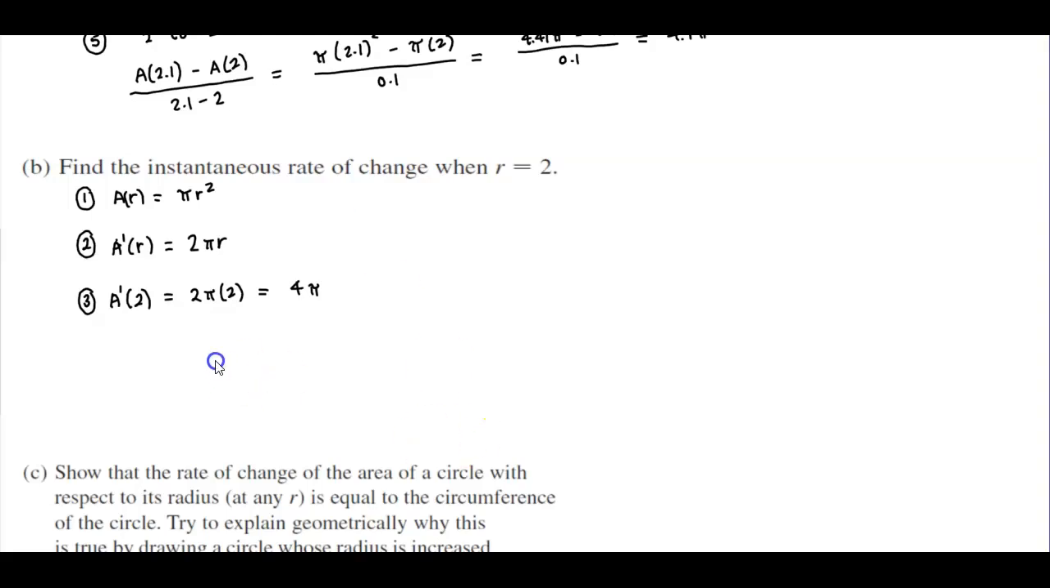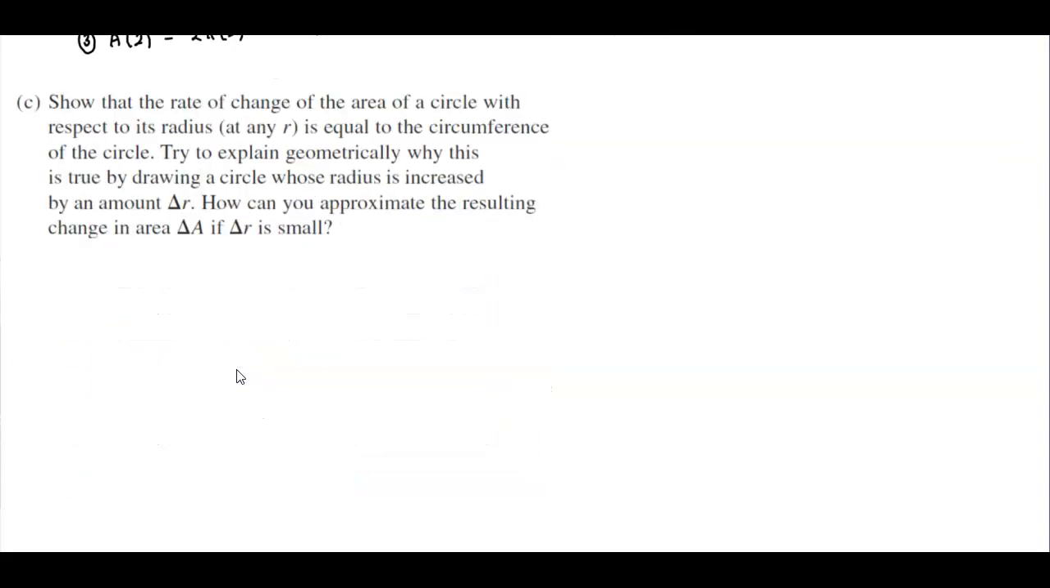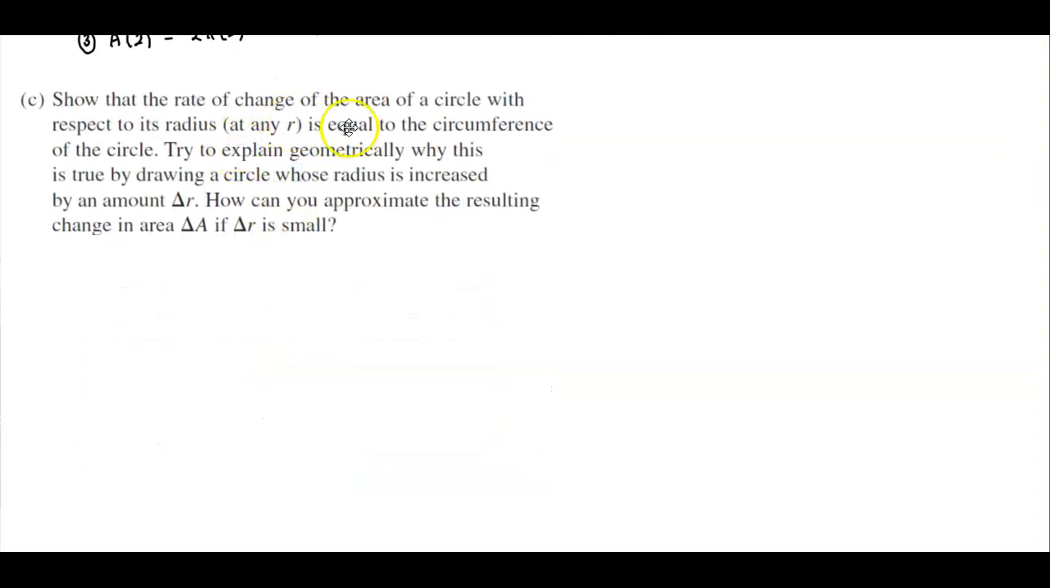And so therefore there is our result for part B. Now for part C, it's asking us to show that the rate of change of the area of a circle with respect to its radius at any r is equal to the circumference of the circle.